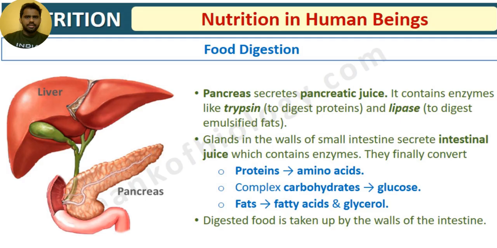When we study the digestion process in human beings, whatever is secreted by the liver, that is the bile juice, and its function is important. The same thing goes for the pancreas. What is a pancreas? What does a pancreas secrete? The pancreas secretes something called pancreatic juice. This is the first thing we have to understand.